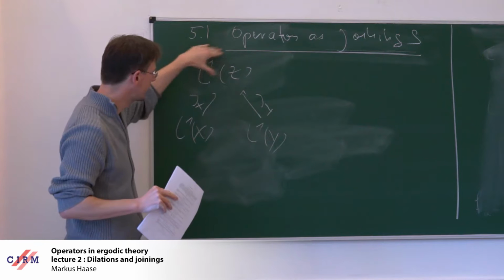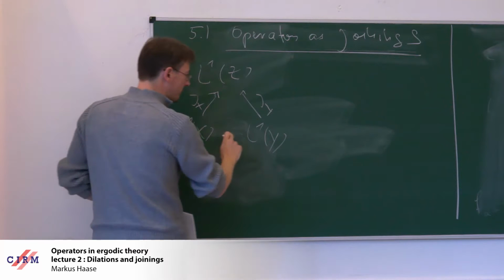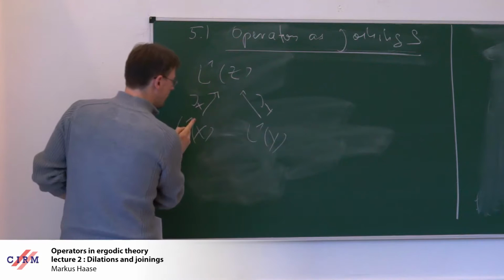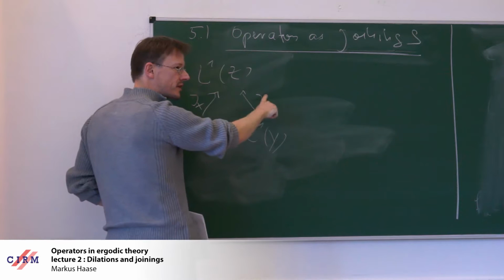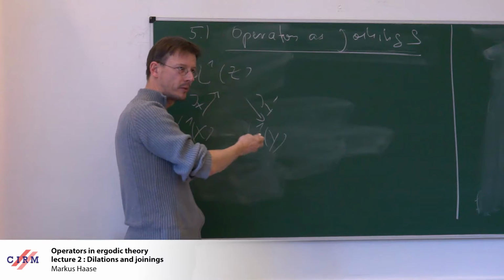Now what you can do is you can form an operator. And now I have to be careful because it will not commute in that way. So the point is that you can embed an element here, and then you go down with the adjoint of this map. You can go down here again. So this adjoint is nothing else than the conditional expectation operator.